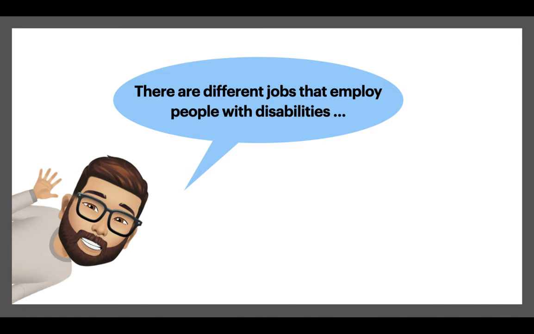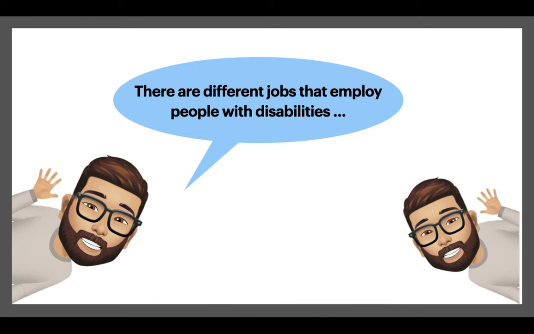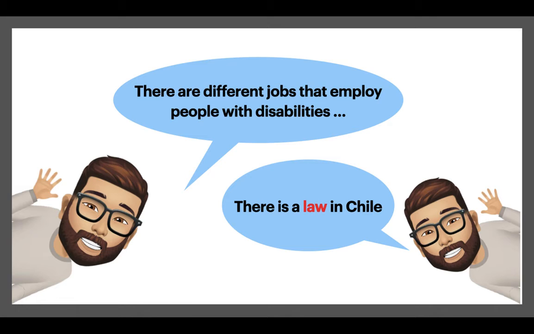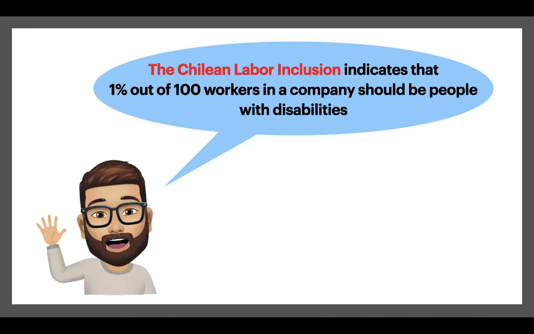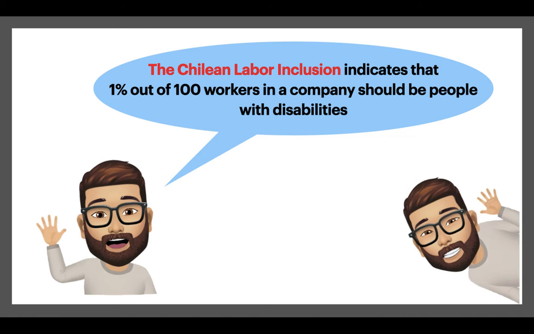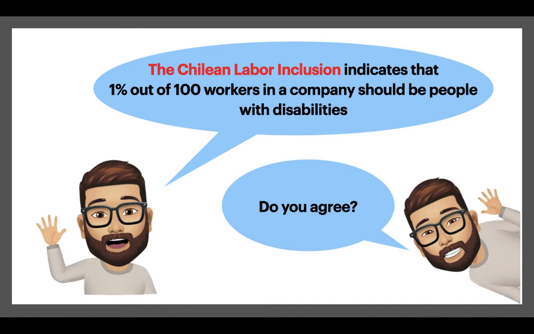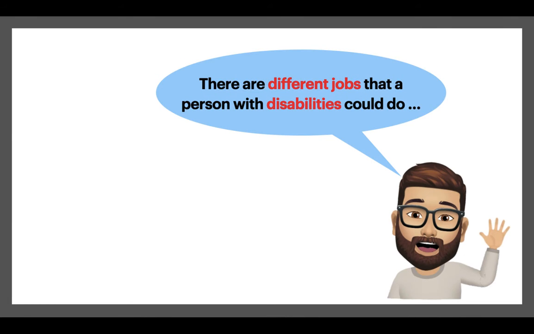There are different jobs that employ people with disabilities. There is a law in Chile, the Chilean Labor Inclusion Law, that indicates that 1% out of 100 workers in a company should be people with disabilities. Do you agree? There are different jobs that a person with disabilities could do.